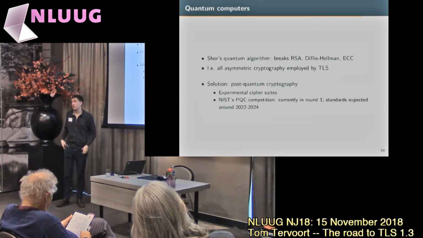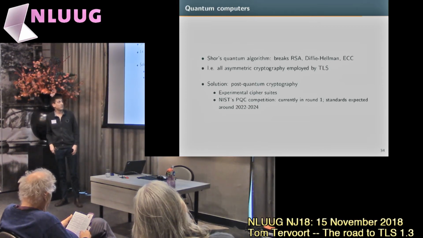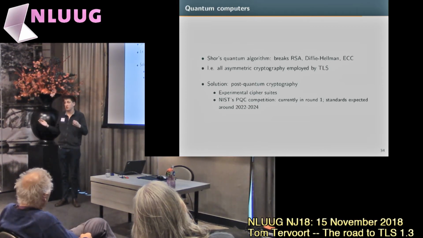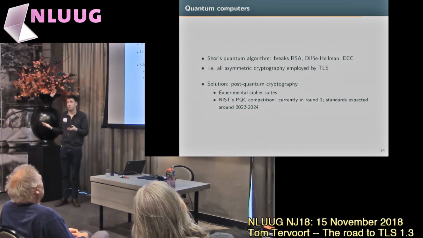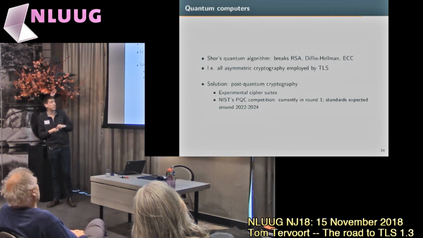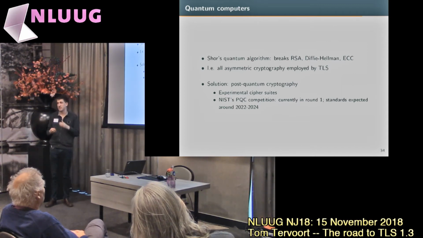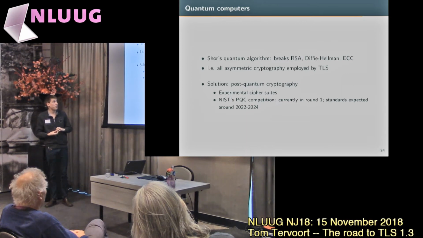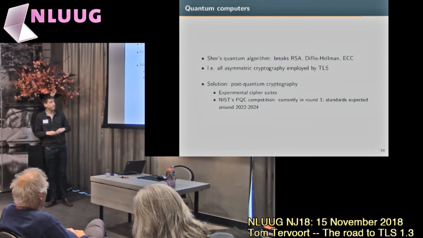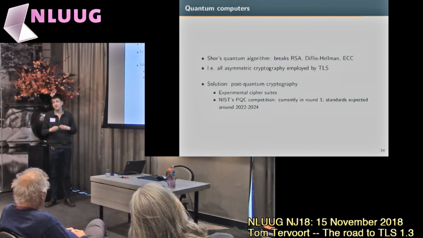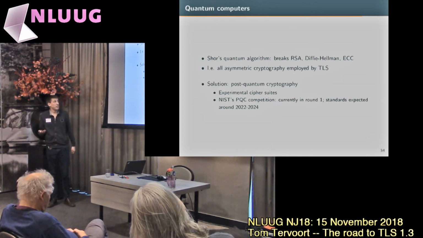Another problem are quantum computers. Because once someone has finally made a big quantum computer that can execute Shor's algorithm, they can break RSA, they can break Diffie-Hellman, and they can break elliptic curves, which are all the types of asymmetric cryptography that TLS currently relies upon. So this basically means that TLS is broken at this point.